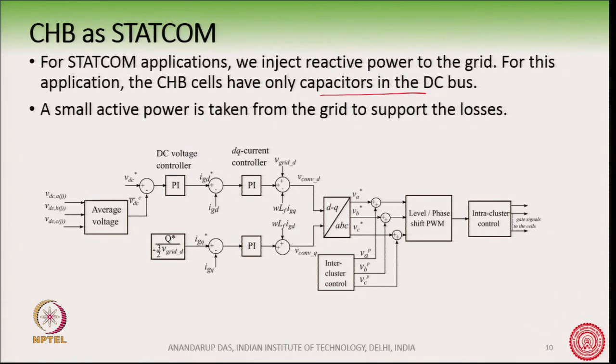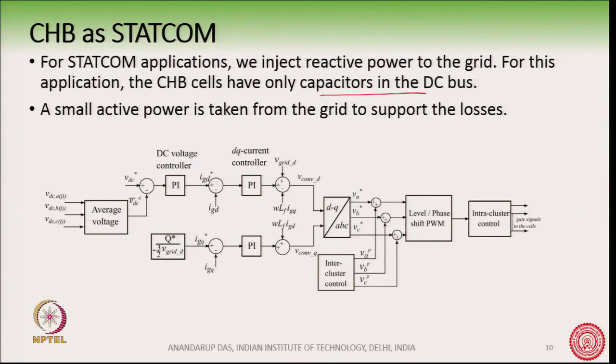So, all the CHB cells have a DC bus, but these DC buses are made up of only capacitors. Now, what does that mean? That means that it cannot support any active power, and we should have the active power exchange between the CHB STATCOM and the grid. The active power should be ideally 0. Okay. No active power should go. So, P star should be 0 and Q star for the converter should have a certain value.